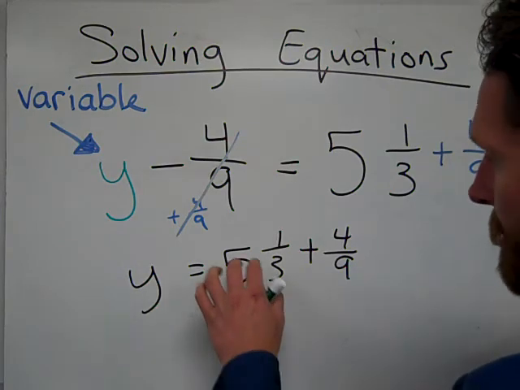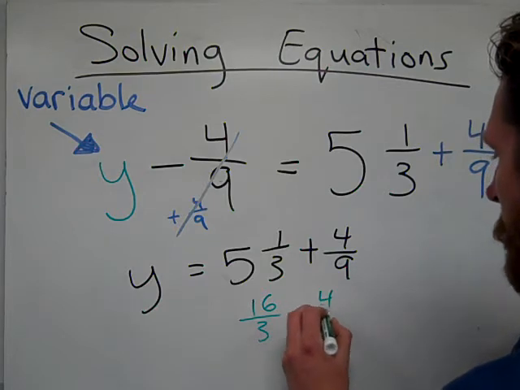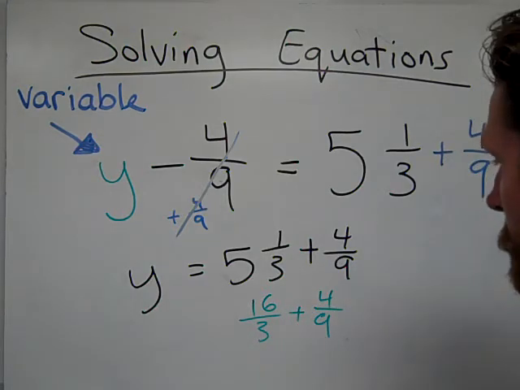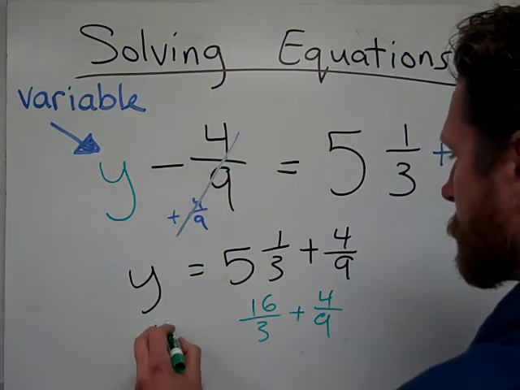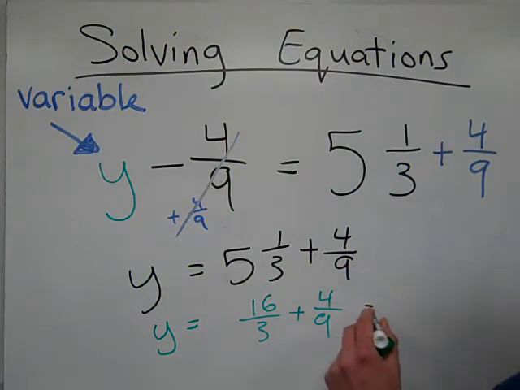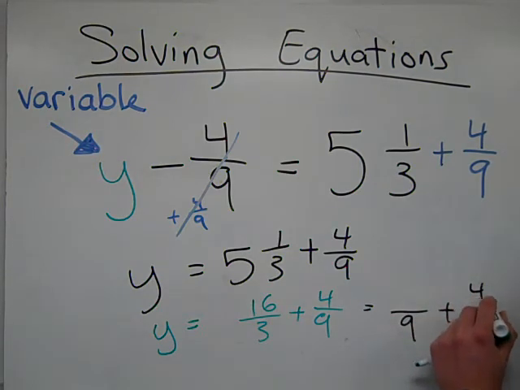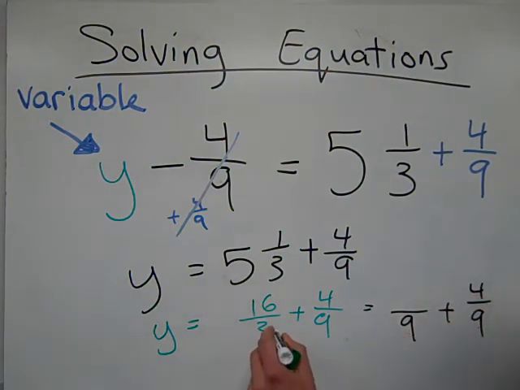So 5 times 3, 15 plus 1, 16/3, plus 4/9. We have to get a common denominator. So 9ths is going to stay the same, but we have to change this one. So we need to change that to 9ths. In order for 3 to become 9ths, we had to multiply by 3.